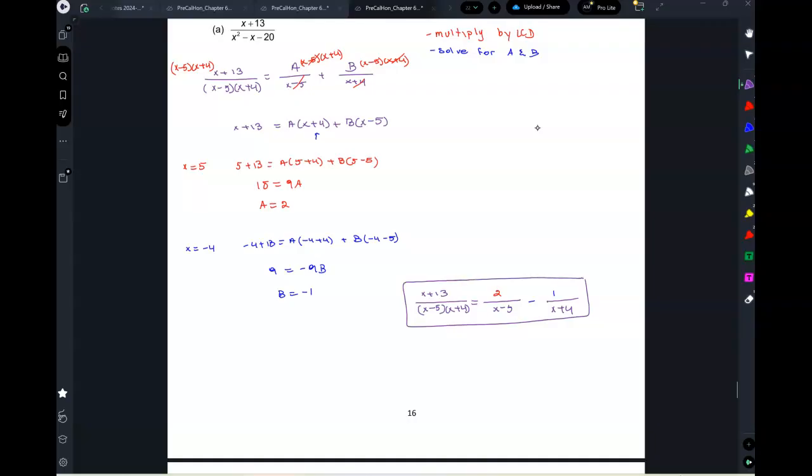And if you don't believe me, if you just add those two, right, common denominator and so on, you know what? You would get that expression at the left. Isn't that super cool, right?